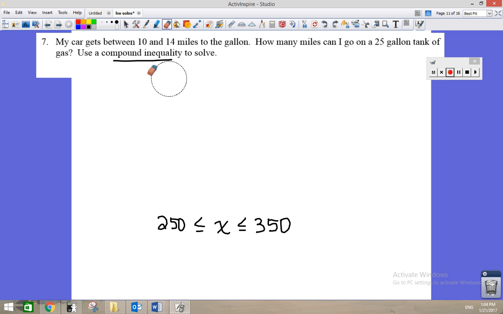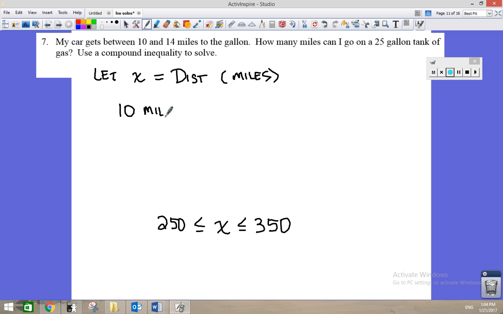So my 10, let's let x again be the distance traveled by the car. Distance driven, I'll just put distance, and that's in miles. Okay. So my 10 here represents what? This 10 has units of miles per gallon. So the only numbers that I can compare to this are miles per gallon.